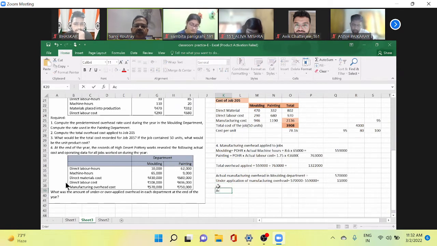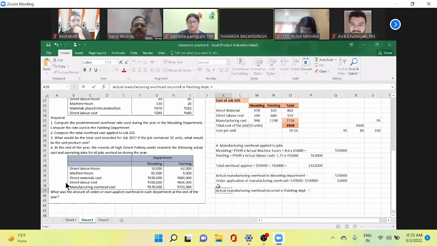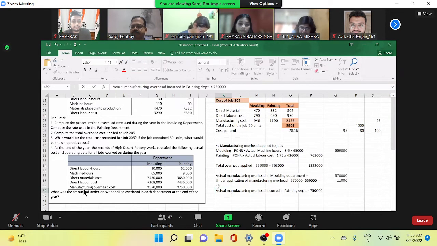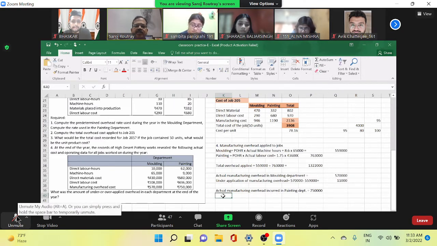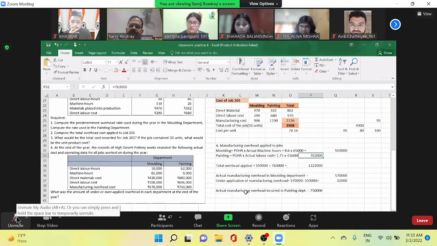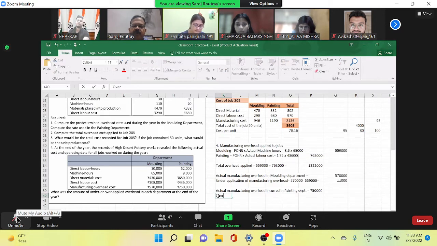And in the case of painting department, the actual manufacturing overhead incurred in painting department, how much is it? 7,50,000. So is it under application or over application? Over application.